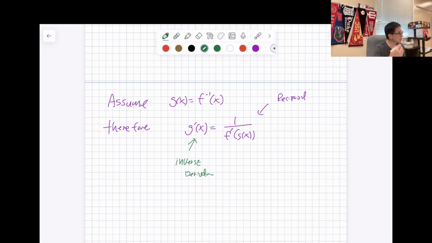Another notation is a little bit confusing, but some people prefer this notation because they don't have to deal with g of x. So another notation that I can do is I can set f inverse prime of x. Does that make sense? f inverse prime of x is equal to 1 over f prime of f inverse of x. And that's another way to think about it. But for either equation, you just have to know it.